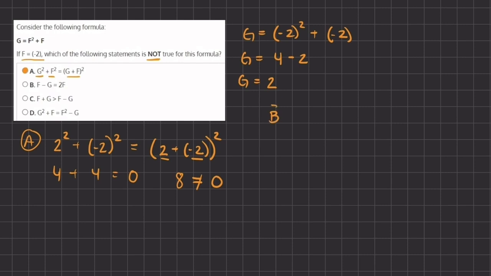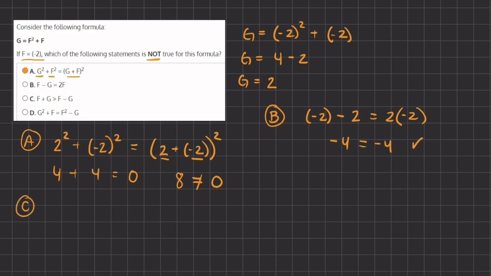Alright, so B states that f minus g equals 2f. So if we plug in f equals negative 2, so we'll plug in negative 2 for f, minus g, which is our positive 2, equals 2 times f, which is our negative 2. Alright, so here we have a negative and a negative, so that gives us negative 4 equals negative 4, which gives us a true statement, and therefore will not be our right answer.